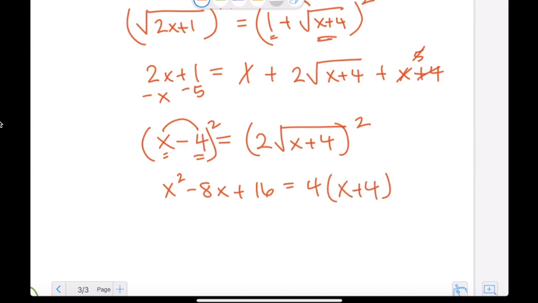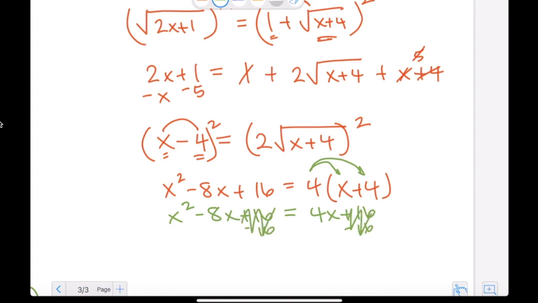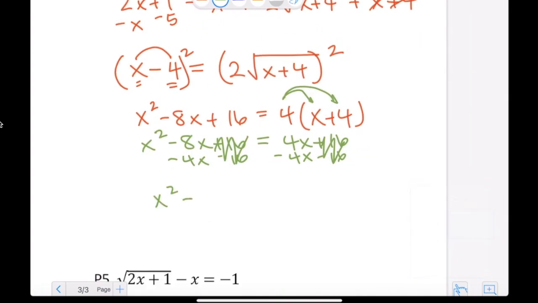Now we can solve this. So we can distribute the 4 across, or you can divide first if you want to, but I would go ahead and distribute the 4. So we end up with 4x plus 16 is equal to x squared minus 8x plus 16. Now we're going to subtract 16 from both sides. That goes away. And we're going to subtract 4x from both sides. So here we end up with x squared minus 12x is equal to 0.